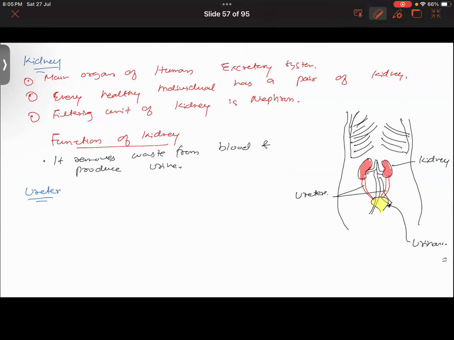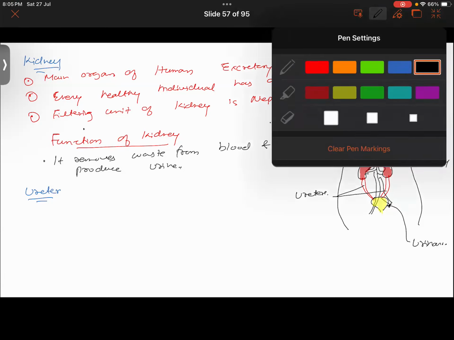Sir, what did you write in the third point? This one: filtering unit of kidney is nephron. Nephron. Okay guys, write it quickly.